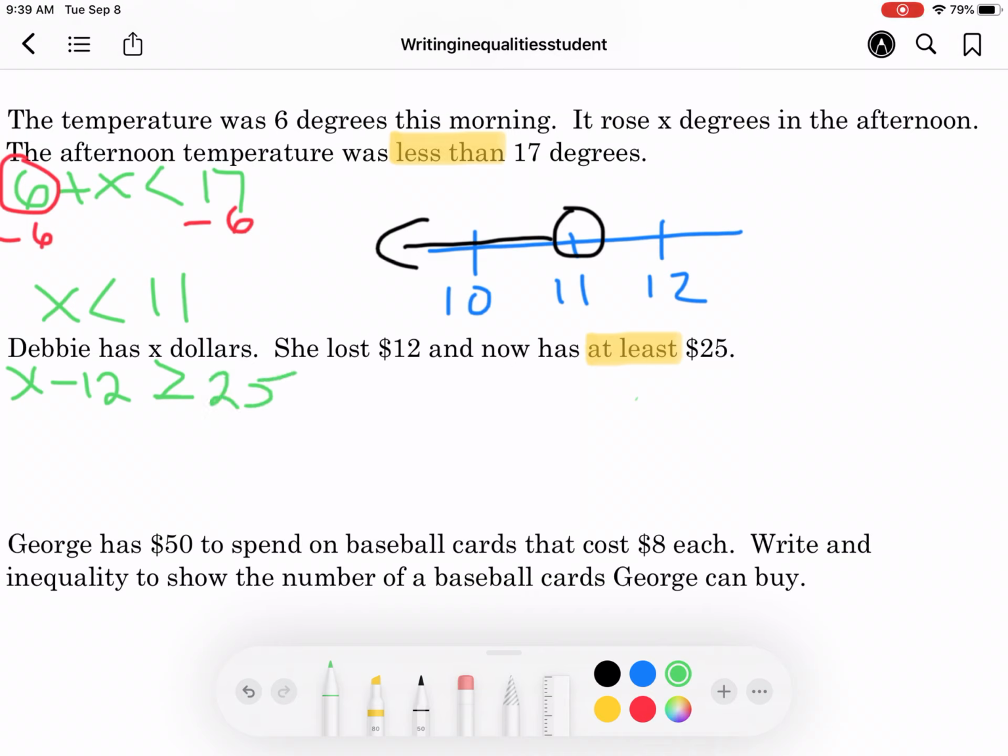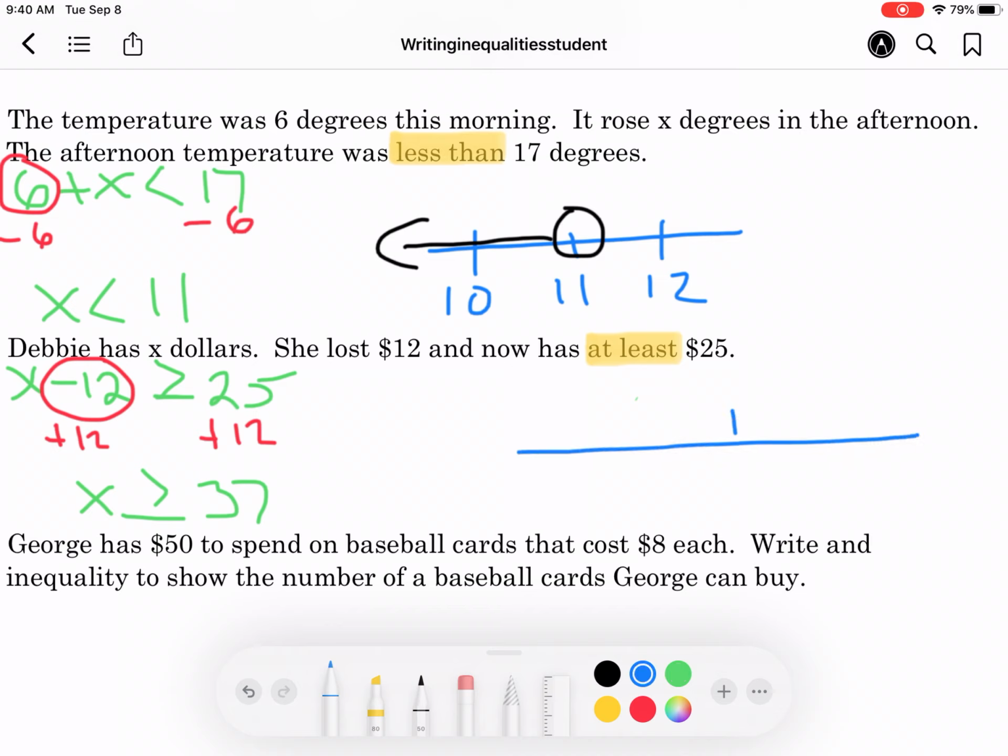Okay, and again, I go back. Now it's a 2-step equation. I'm subtracting 12, so I'm going to add 12. I'm going to be left with x is greater than or equal to 37. Again, now I'm going to graph it. Okay, it is greater than or equal to, so it's going to be a closed circle, and x is greater than or equal to 37. All right, makes sense? All right, moving on.